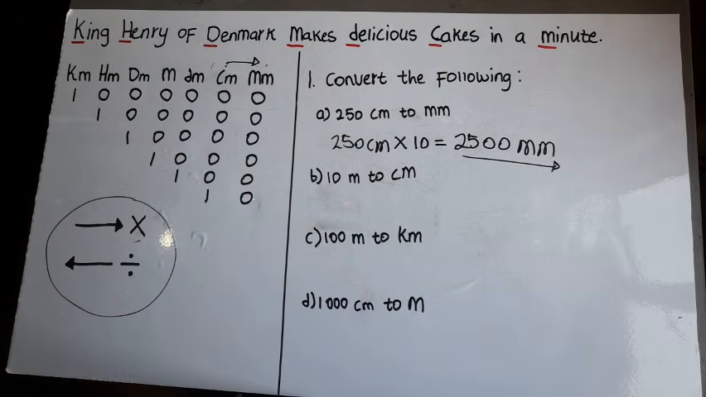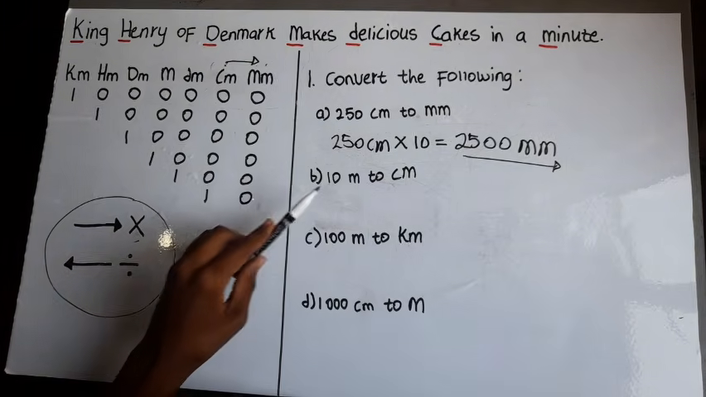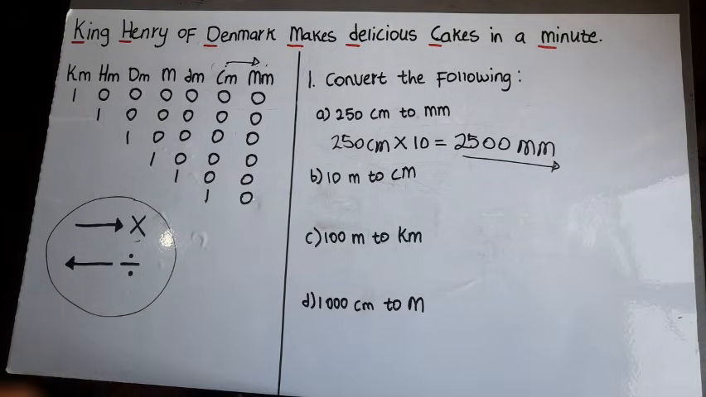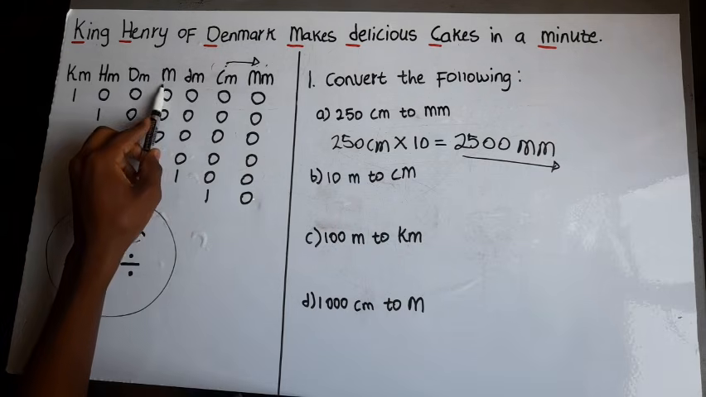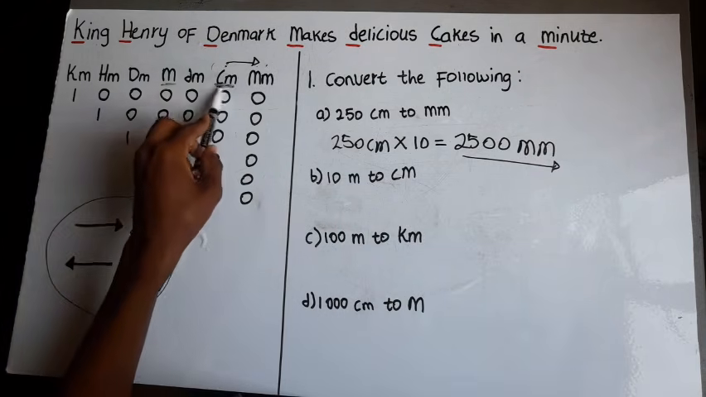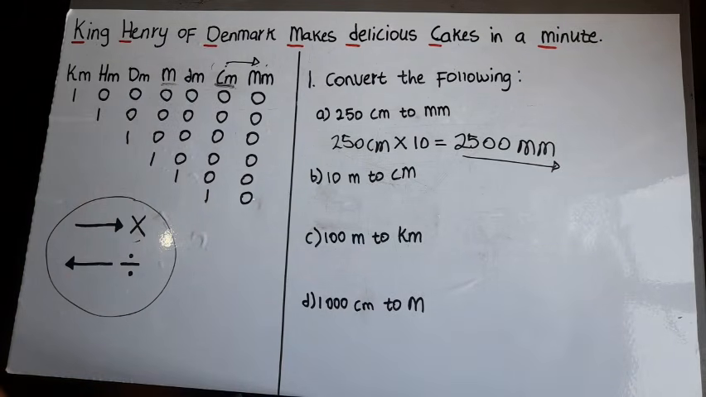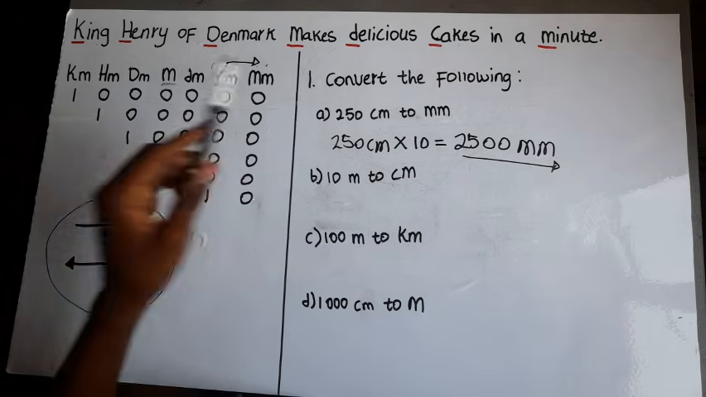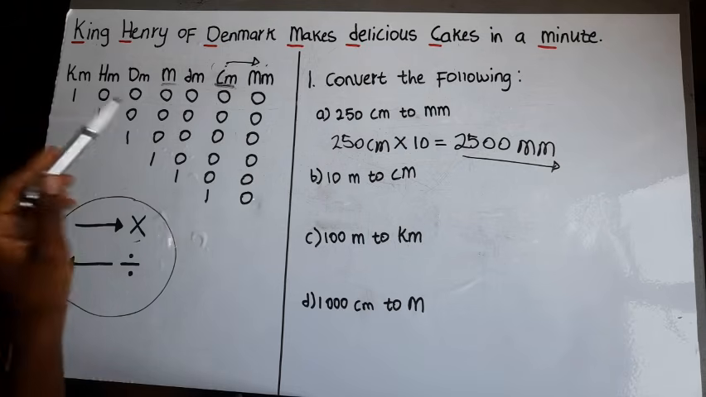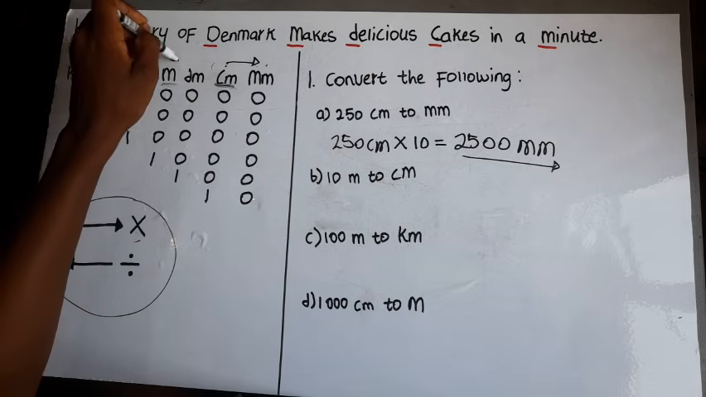So now let's go to the second example. You have been told to convert 10 meters to centimeters. So we're now converting from meters to centimeters. Okay, it's meters to centimeters. So here's how we're going to do it. We're just going to use the same method that we used in the previous question. First of all, you need to know that we're converting from meters to centimeters.